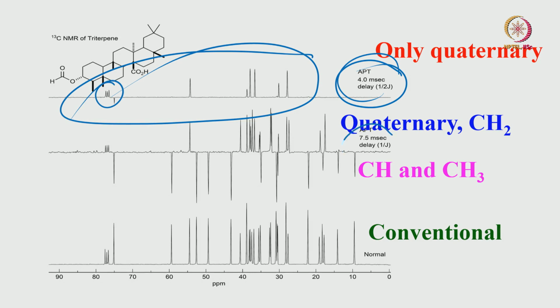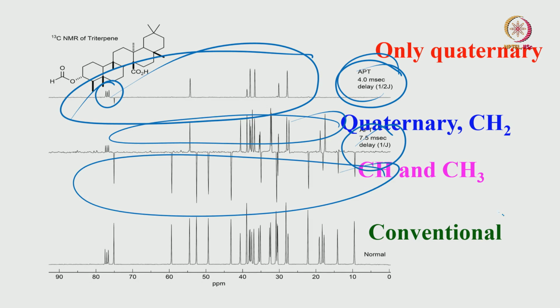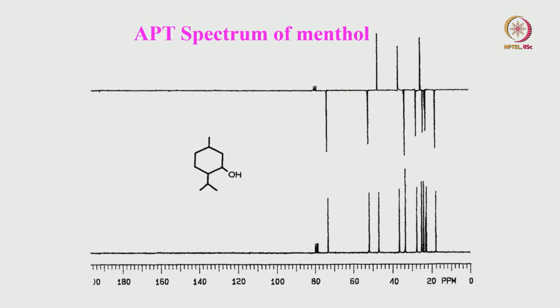Whereas at delay equal to 1 over J, you can see that the CH2s are positive, and CH and CH3s are negative, and this is the convention. Compare these two. You can identify which are the quaternary carbons, which are the CH2 carbons and which are the CH3 carbons. But how to distinguish between CH and CH3 is a bit problematic, which we have to see later. So this is an example of an APT spectrum of menthol.